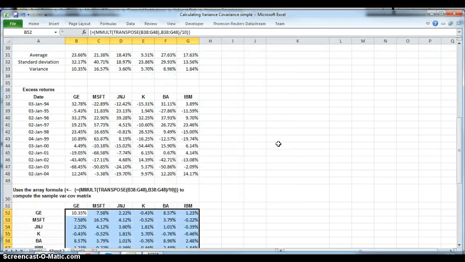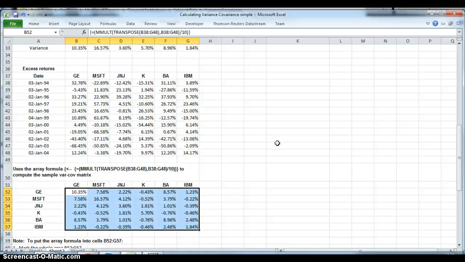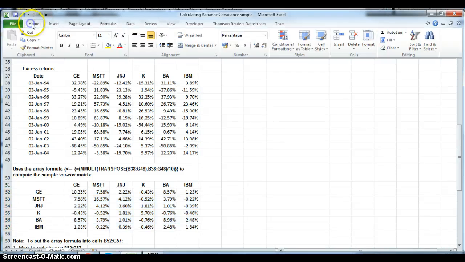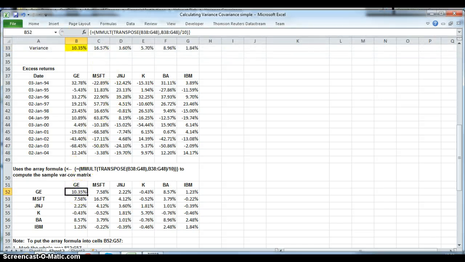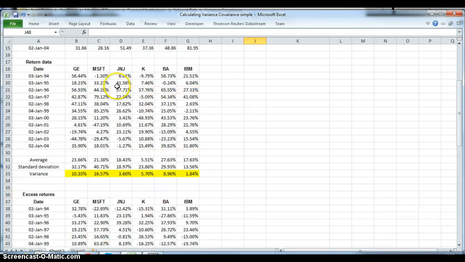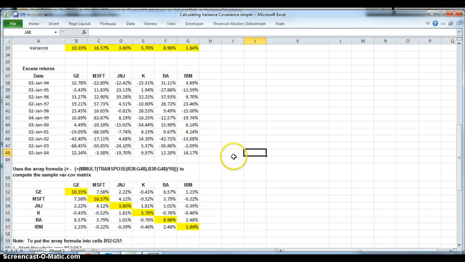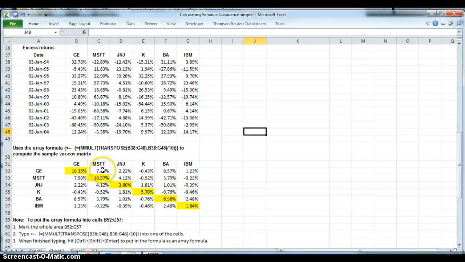And we can look at the values here and compare. What we notice is they are the same. If we take this range of values, the 3.6, the 3.6, the 5.7, the 5.7, the 8.96, the 8.96, the 1.84, the 1.84, what becomes clear is that on the diagonal of this matrix we have the variance for the asset returns, and on the off diagonal we have the covariances, which are symmetric.